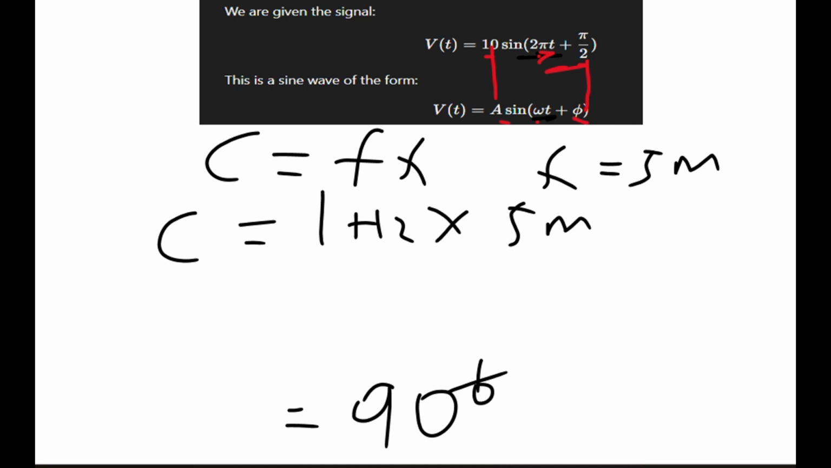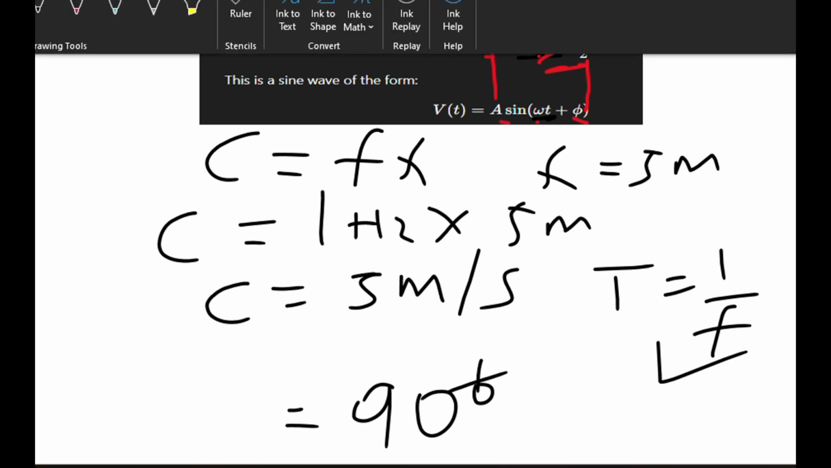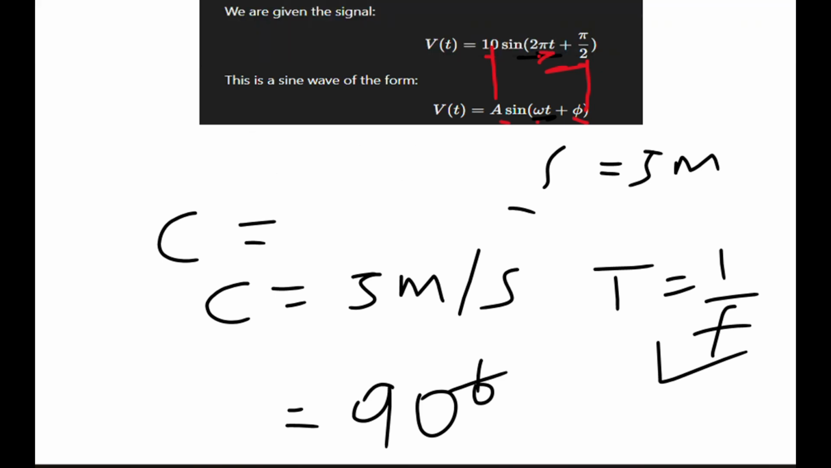Yes, I know you're confused. We have hertz there and I'm saying second. Don't worry, we know that t is equal to 1 over f, right? So to find f, we have 1 over t. Very good. So that is the conversion. So we have our speed to be 5 meters per second. Yes, so I think that is it.